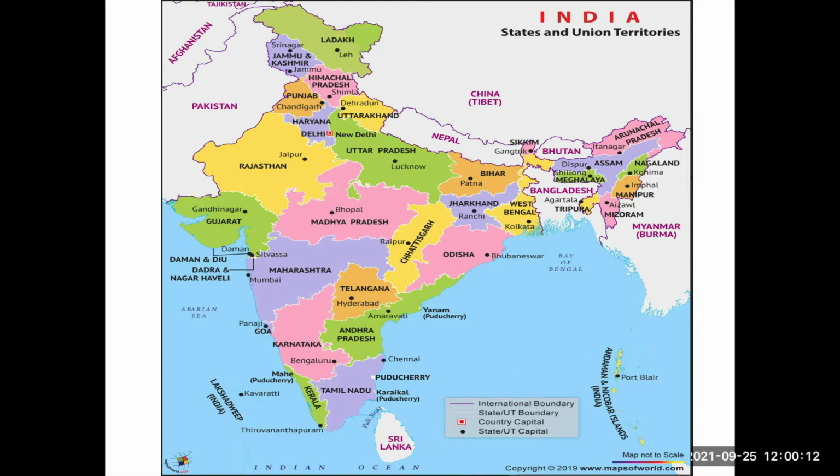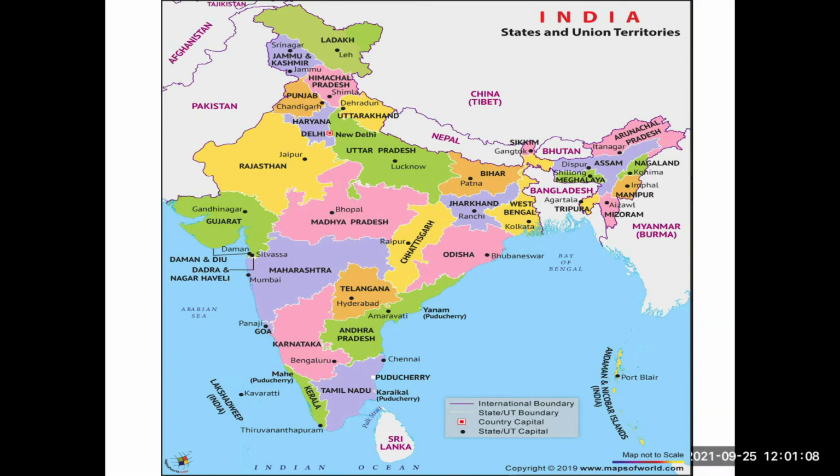The next one is neighbors of India. India's neighboring countries are Pakistan, Afghanistan, China, Nepal, Bhutan, Bangladesh, and Myanmar. They are the bordering countries of India. And the other one is the island country of Sri Lanka, which is off the southeast coast of India. Sri Lanka, Pakistan, Nepal, Bhutan, India, and Bangladesh together form a huge landmass which is commonly known as the Indian subcontinent.